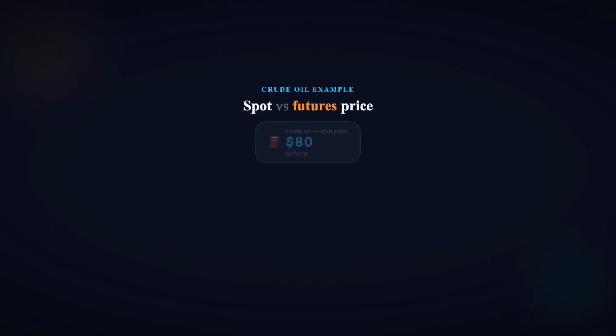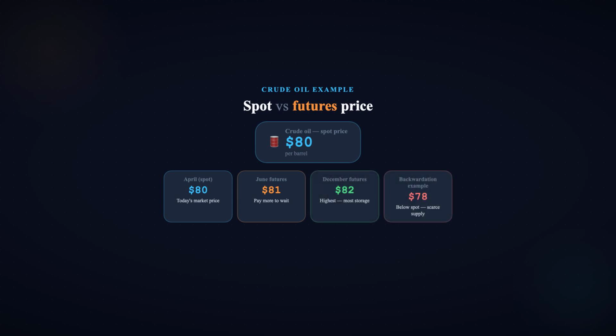The spot price is what you pay to receive a commodity now in the physical market. The futures price is what you agree today to pay or receive for a fixed quantity at a future date. Say crude oil trades at $80 per barrel today. That is the spot price. The December futures contract might be priced at $82. The market is willing to commit to $82 for December delivery. Or the December contract might be at $78. That would mean futures are below spot. The relationship between spot and futures prices is not random. It follows a logic called the cost of carry.